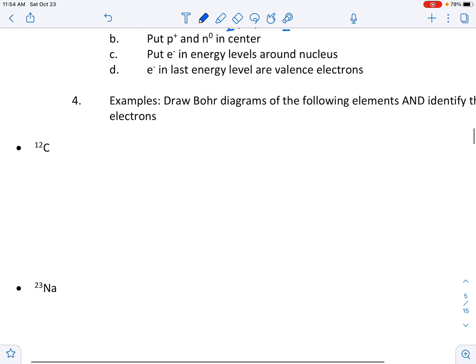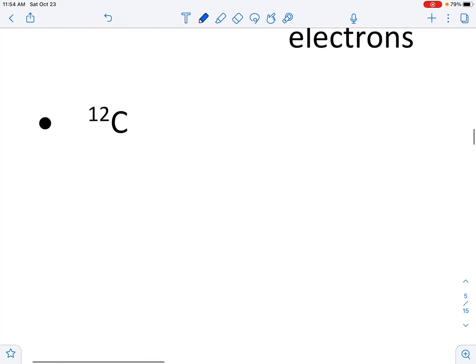So I'm going to start us with carbon 12, a fairly simple one. All right, so we look at carbon 12. We know that the atomic number of carbon is 6. So that means it has 6 protons. So we're just going to draw a little circle here. And inside that circle we have 6 protons and 6 neutrons. And I got 6 neutrons because I took 12 minus 6, and that gave me 6.